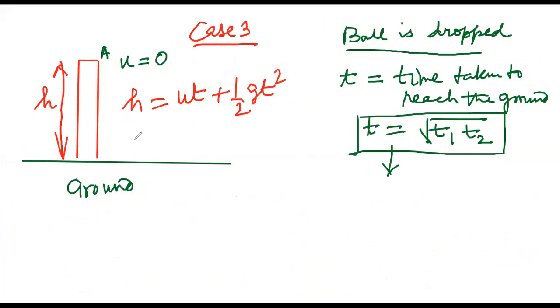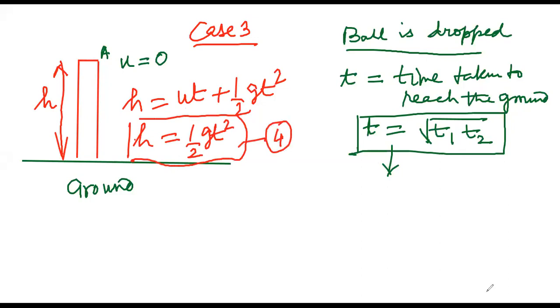So h is equal to ut plus half g t square. What is u? u is equal to 0. Therefore h is equal to half g t square. So you have got the value of h as half g t square. Let this be my equation number 4.